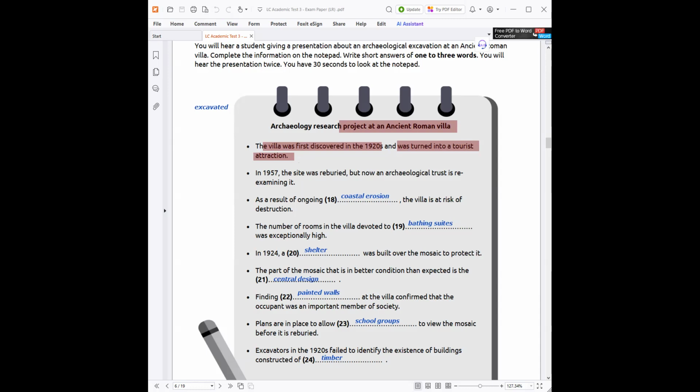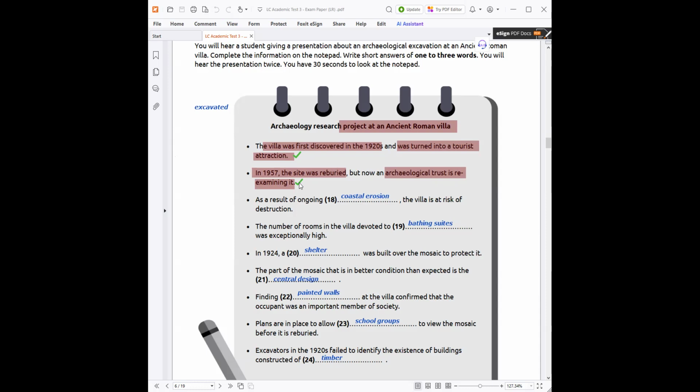However, by 1957, the site had deteriorated, and so the villa was reburied by the local town council, who lacked the money to maintain it. The site had deteriorated and it was reburied, putting it back again. Since 2010, the Canterbury Archaeological Trust has been re-excavating the site, re-examining it, redoing all the things, and recording what remains.